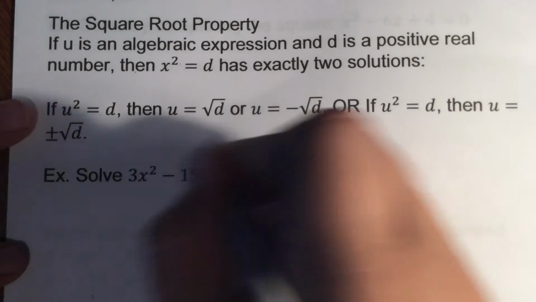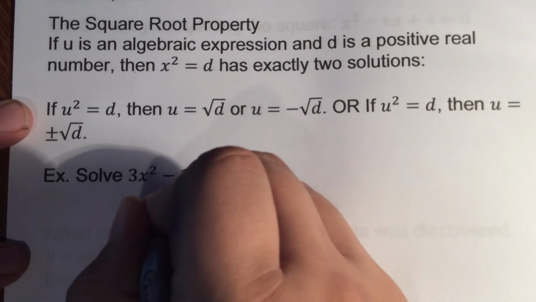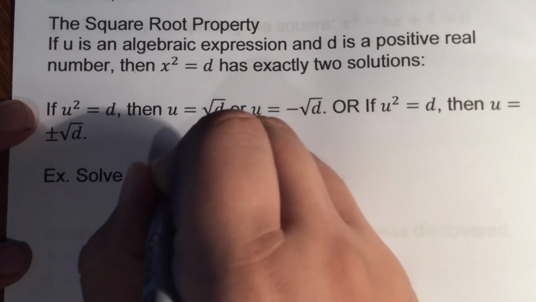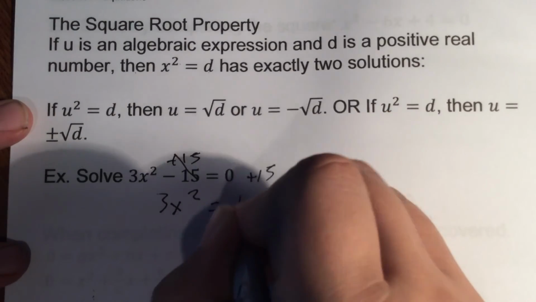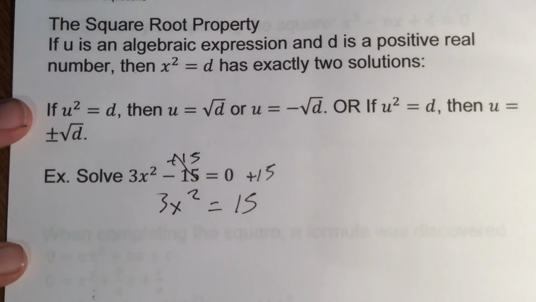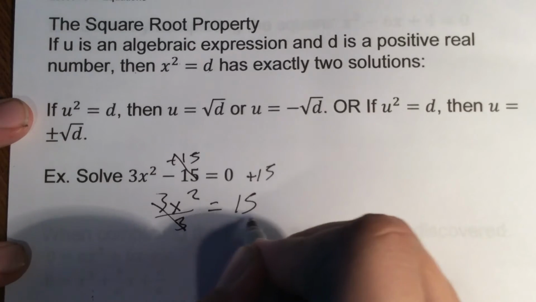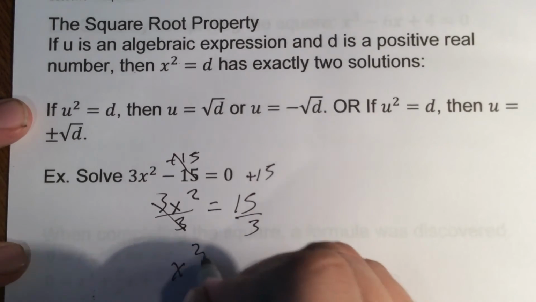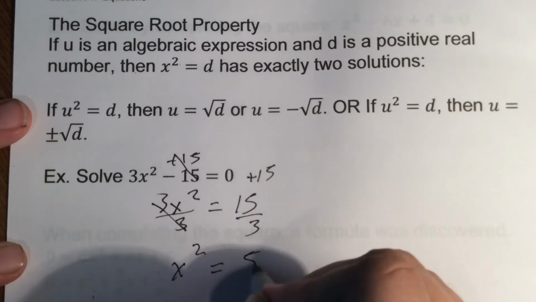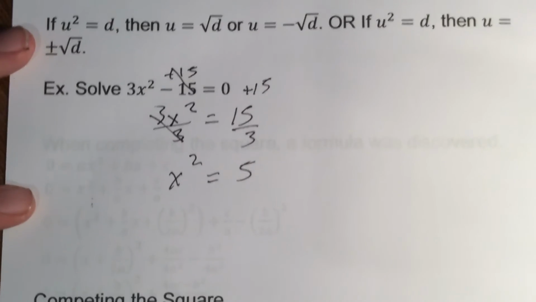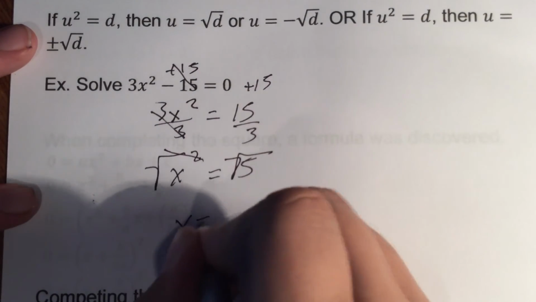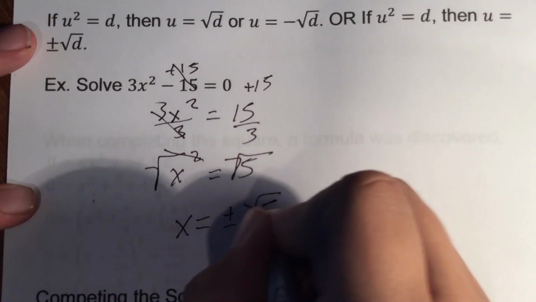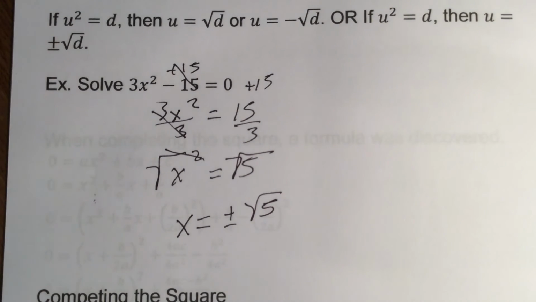So like here, we would have 3x squared. I'm going to add the 15 to the other side there. I'm getting ahead of myself. So 3x squared equals 15. I'm then going to divide by 3. So x squared would equal 5. And it's at this point that I can go, okay, I'm going to square root this side, square root this side. So x would equal plus or minus the square root of 5. And I have my solution.